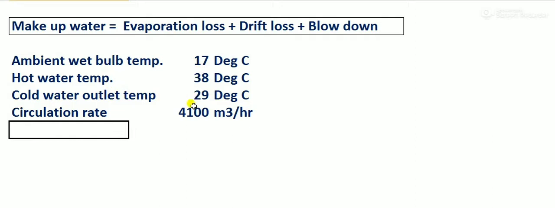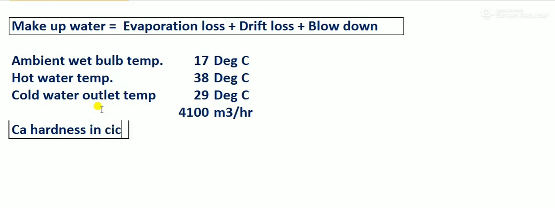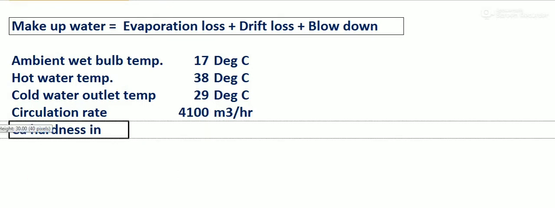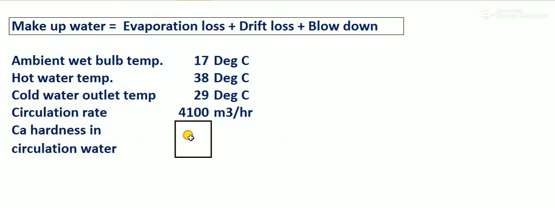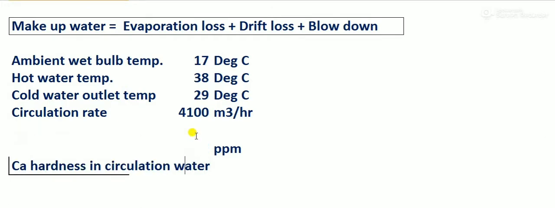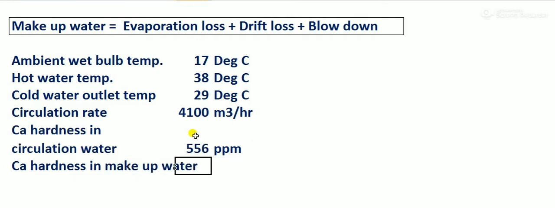So for range and approach we take these, and for evaporation loss we take this, and calcium hardness. Any dissolved solids we can take, but for the time being we are taking calcium hardness. Calcium hardness in circulation water is 556 ppm, and the calcium hardness in makeup water, the fresh water being added to the cooling tower, is 79 ppm.